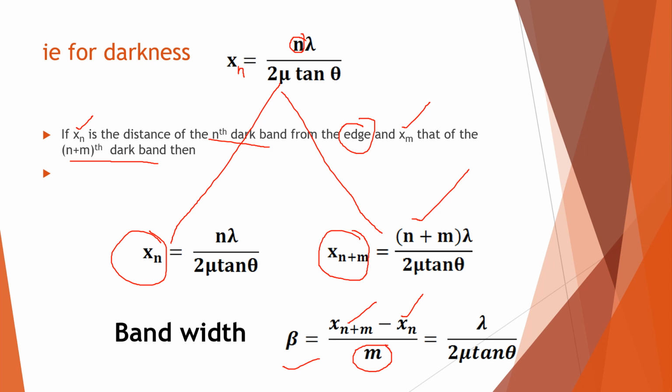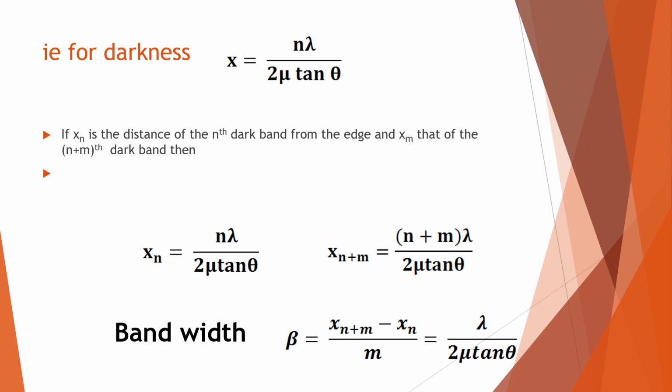How did we get m? It is n plus m minus n. So when you subtract these two equations, and divide by m, you will get the value of beta as equal to lambda by 2 mu tan theta. Please remember this equation. You have to do problems using this.